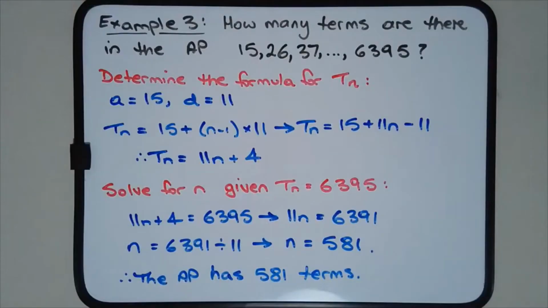Example 3. How many terms are there in the arithmetic progression 15, 26, 37, ..., 6,395?